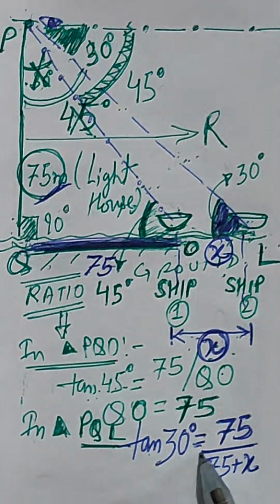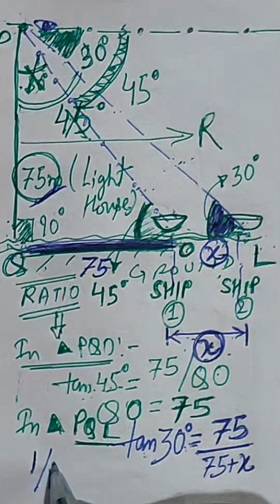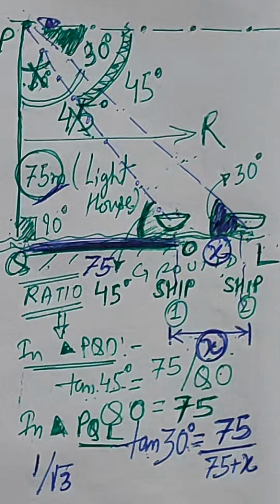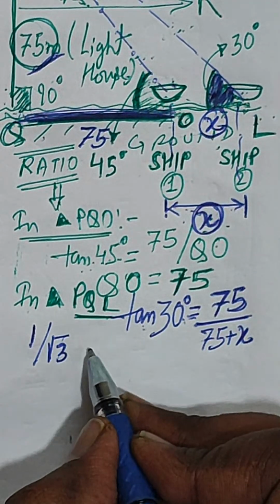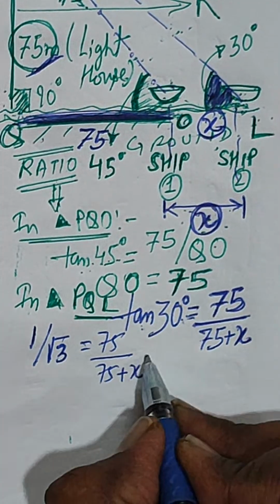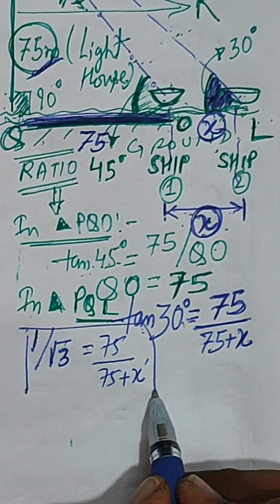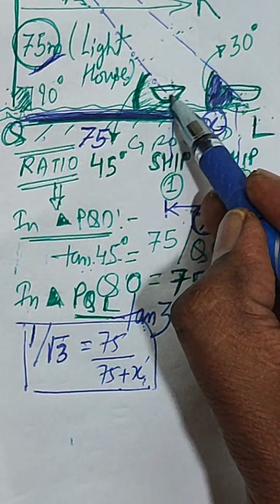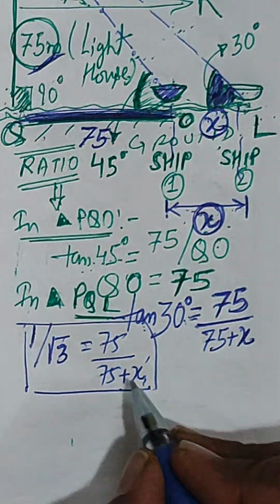Now, you know the value of tan 30 degree? Tan 30 degree is nothing but 1 by root 3, right? This is just a simple calculation, let us solve it. Tan 30 degree, 1 by root 3, is equal to 75 by 75 plus X, right? Now when you solve it, you get the value of X, the distance between the two ships. These are the two ships. This is ship 1, this is ship 2. Now let us solve it.